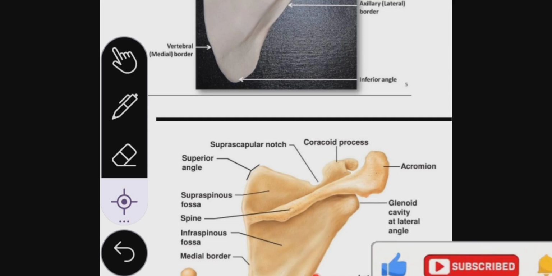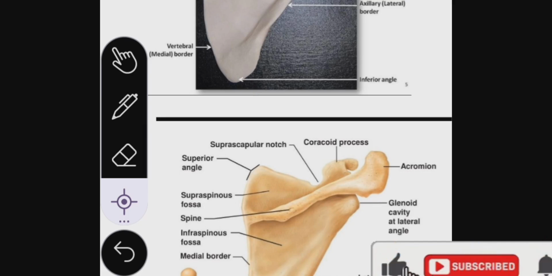So this is the lateral border, this is the medial border. Usually the superior border is around here. Then this is the superior angle here. Then you have the inferior angle here, and then you have the lateral angle too. It has two processes: the acromion and the coracoid process. The acromion is the most elevated process. You can see the acromion, and this is the coracoid process.